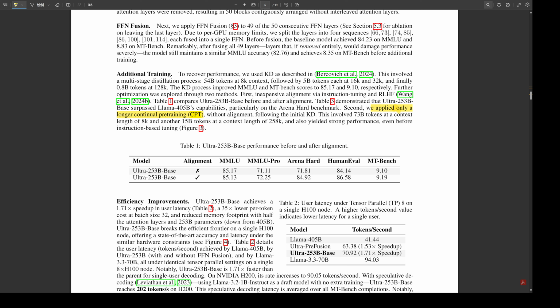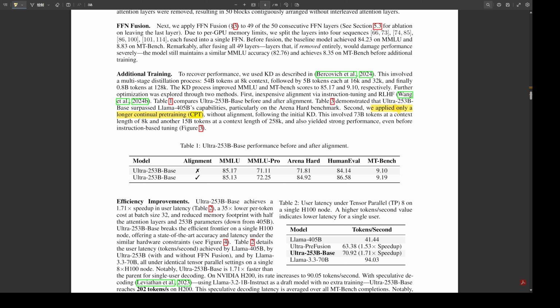Exactly. But the analysis also shows that there are other parts of the model where the dependencies are much higher. Especially in the earlier blocks. Okay. So parallelizing those parts would be a lot trickier. So it's not a one-size-fits-all solution. Right. FFN fusion is really effective in certain parts of the network, but not everywhere.